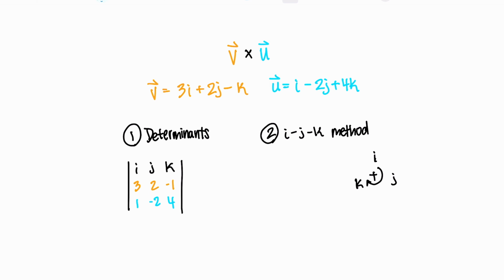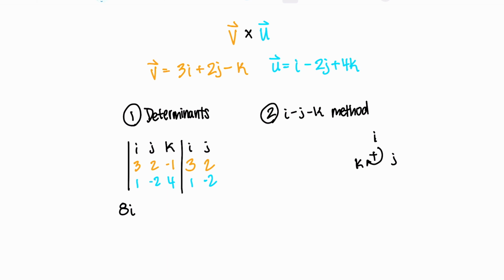So for the determinants method, you just need to write I, J, and K on their columns and write the respective coefficients. So like that. Yeah, it's pretty simple. And then there are many ways of finding the determinants for this. I personally like to use the one where you rewrite the columns.